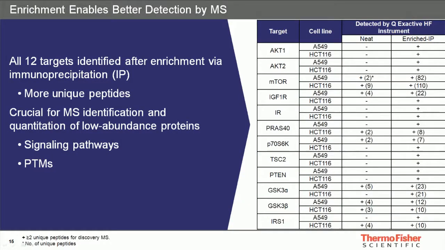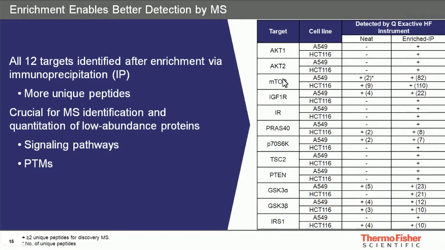So in this particular example, enrichment enables better detection by mass spec. Here, what you are seeing is 12 relatively low abundant targets from the AKT-mTOR pathway. If we look at those 12 signaling pathway targets in two different cancer cell lines, A549 and HCT, and do the straight digestion and run them on a mass spec, as you can see, a lot of these targets you cannot detect in a mass spec. But after enrichment with immunoprecipitation, you are able to detect and quantify each one of these targets.